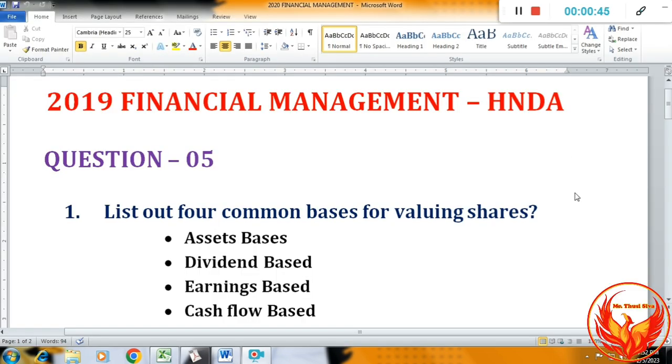First, list out 4 common bases for valuing shares. There are 4 common bases: assets based, dividend based, earnings based, and cash flow based. These are the bases for valuing shares.